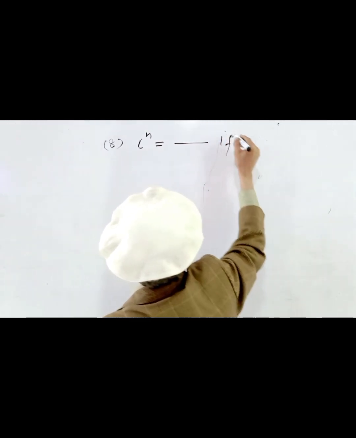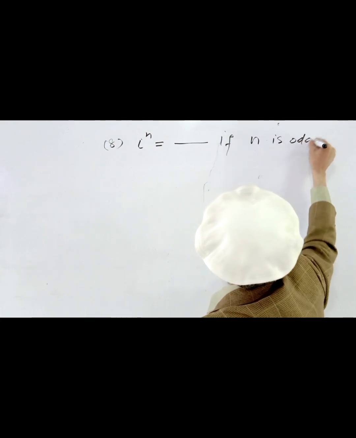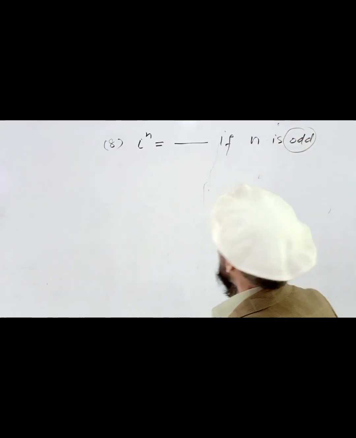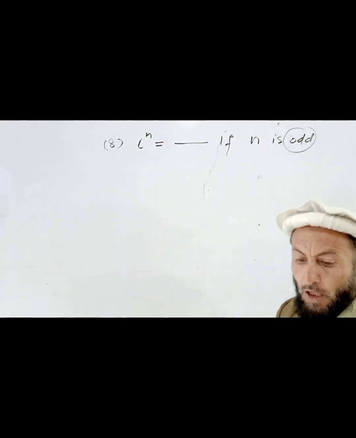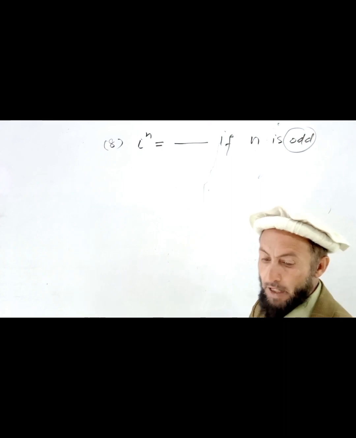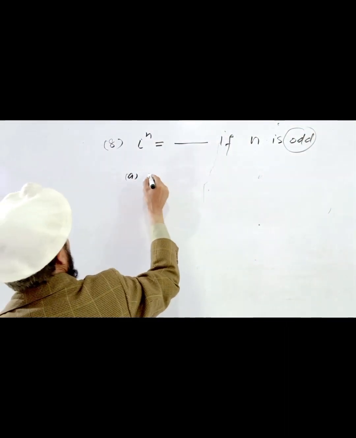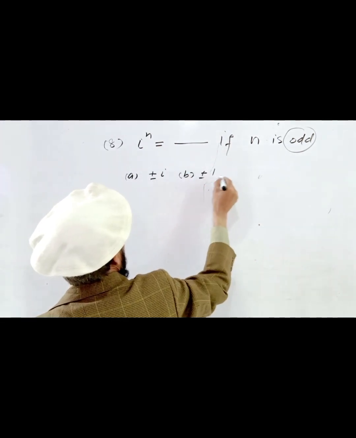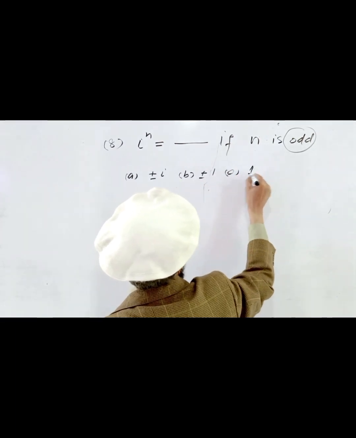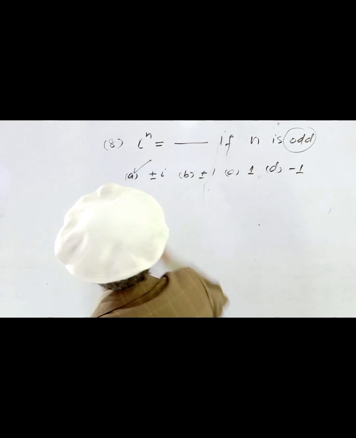If n is odd, meaning n is equal to 1, 3, 5, 7, 9 and so on, the result will be plus minus iota. Plus minus iota would be plus minus 1, C is 1, D is minus 1. So the result will be plus minus 1.